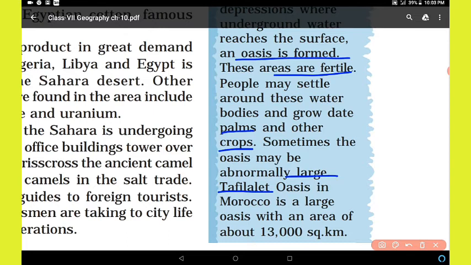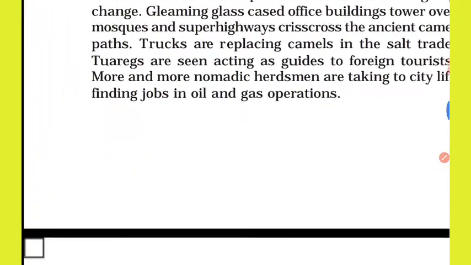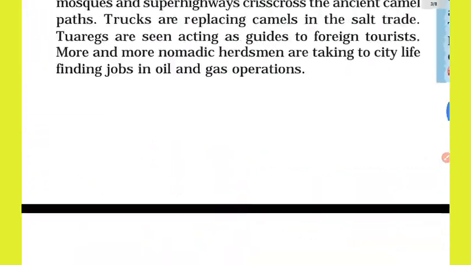Tafilalt oasis in Morocco is a large oasis with an area of about 13,000 square kilometers. You can see here, 13,000 square kilometers.